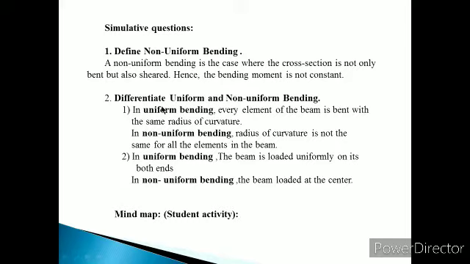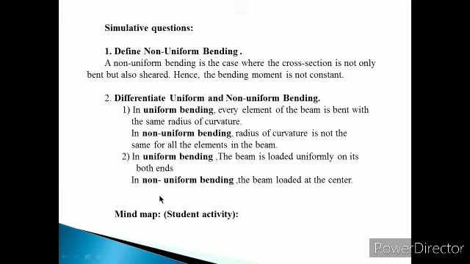Second one, the difference between uniform and non-uniform bending. In uniform bending, every element of the beam is bent with the same radius of curvature. In non-uniform bending, the radius of curvature is not the same for all the elements in the beam. This is the difference between uniform and non-uniform bending. The second difference: in uniform bending, the beam is loaded uniformly on both ends. In non-uniform bending, the beam is loaded in the center.